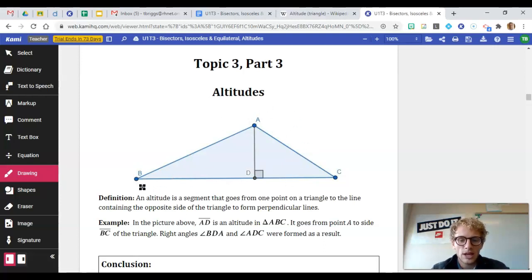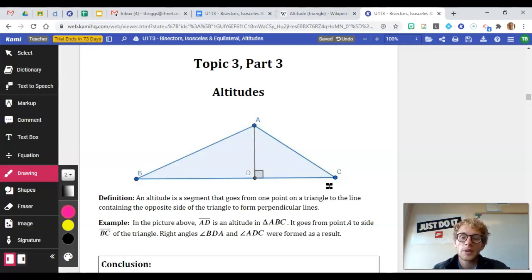So what an altitude is, the actual definition, is it goes from a point on a triangle to the opposite side and forms a perpendicular intersection, so two perpendicular lines. It's not out to the side like this. It's not out to the side like this. It is straight up and down to form a 90-degree angle. Okay, so I'm going to undo some of those so we have a better picture here. Okay, so it forms perpendicular lines.